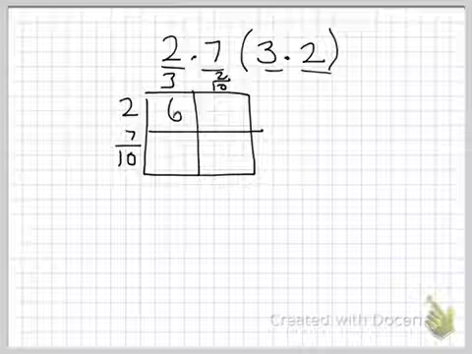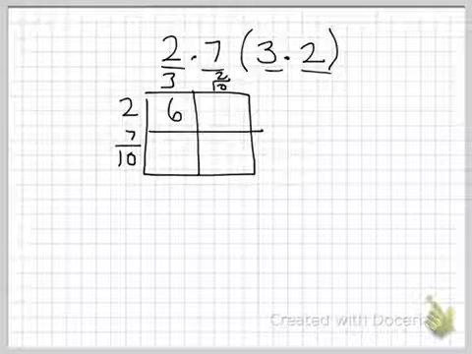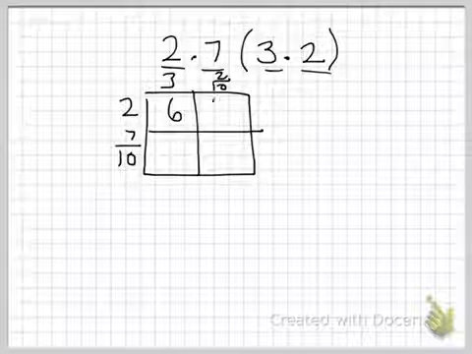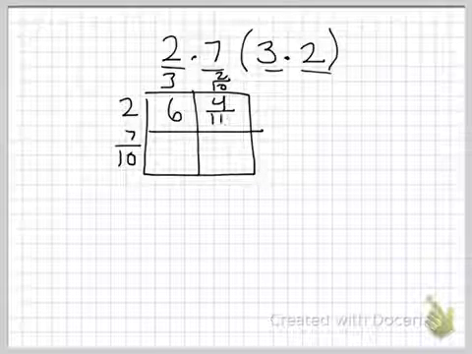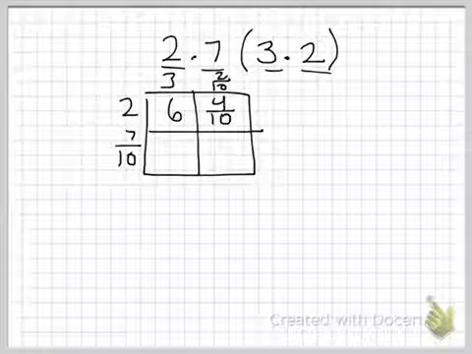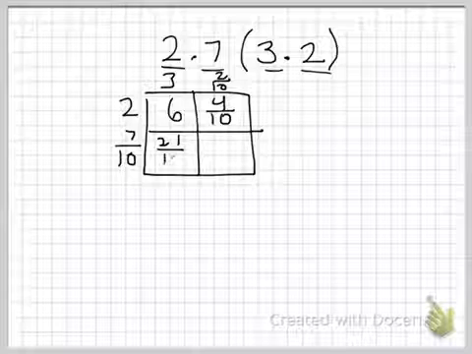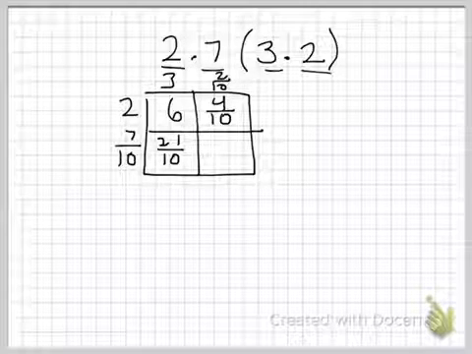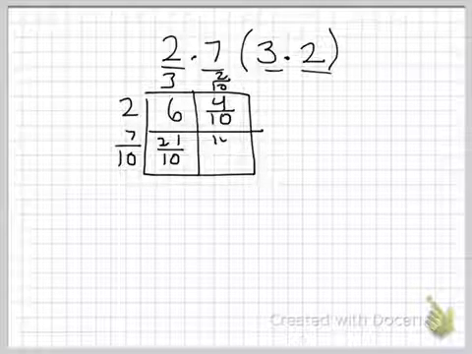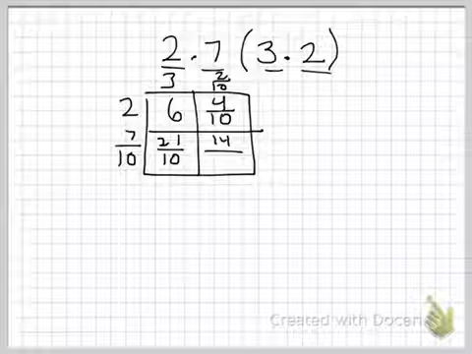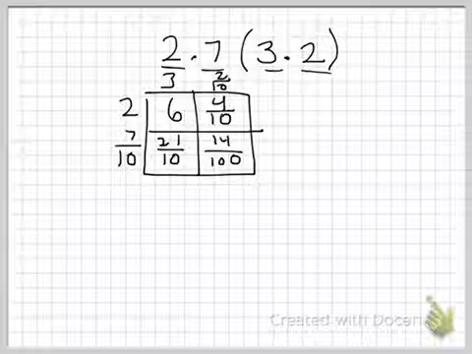So 3 times 2 is 6. That's lovely. 2 times 2 is 4/10. 3 times 7 is 21/10. And then 2 times 7 is 14. And they both have denominators, so 10 times 10 is 100.